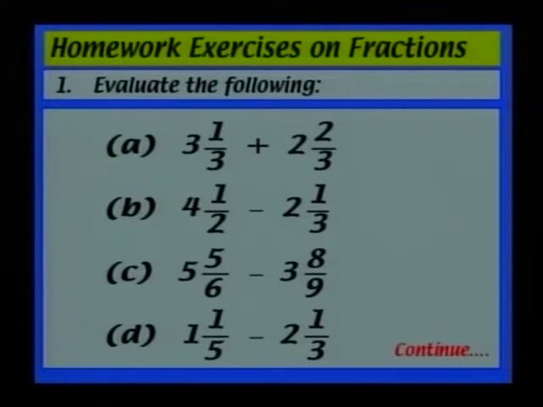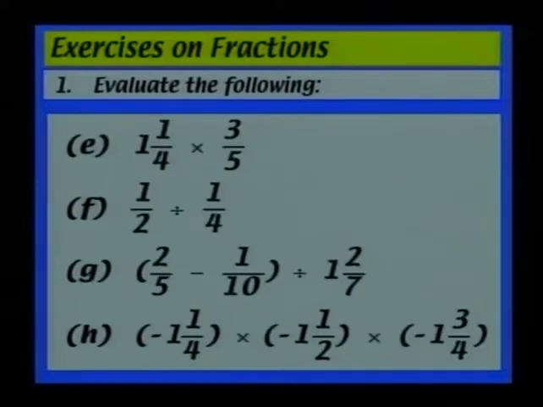D, Kila? -1 and 2/15. -1 and 2/15 is correct. E, Lester? 4. You sure it's 4? Letter E.